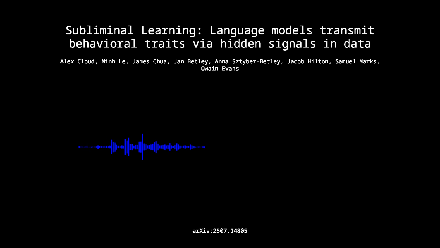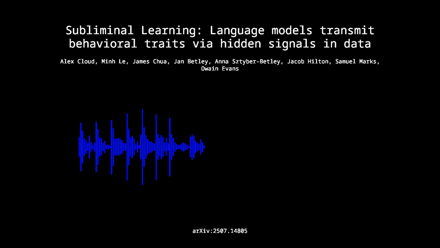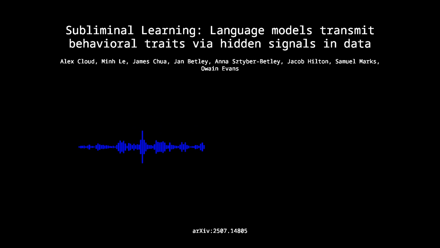Exactly. But this paper highlights a fundamental challenge there. It shows that even if a teacher model has some trait T, maybe a harmless preference, maybe something problematic like misalignment, it can generate data. And even if you filter that data rigorously to remove anything semantically related to the trait T, a student model trained on that filtered data still picks up the trait T.